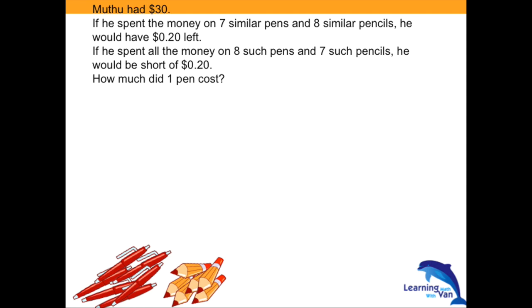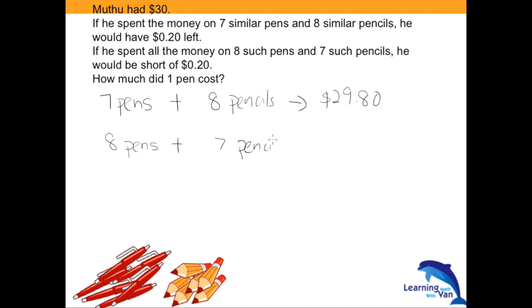You have some kind of equations. 7 pens plus 8 pencils. You have 20 cents left, so you need $29.80. And then the other equation, so to speak, would be 8 pens plus 7 pencils. That would be $30.20. Okay, so in this case, you want to, so to speak, get rid of the other variable.